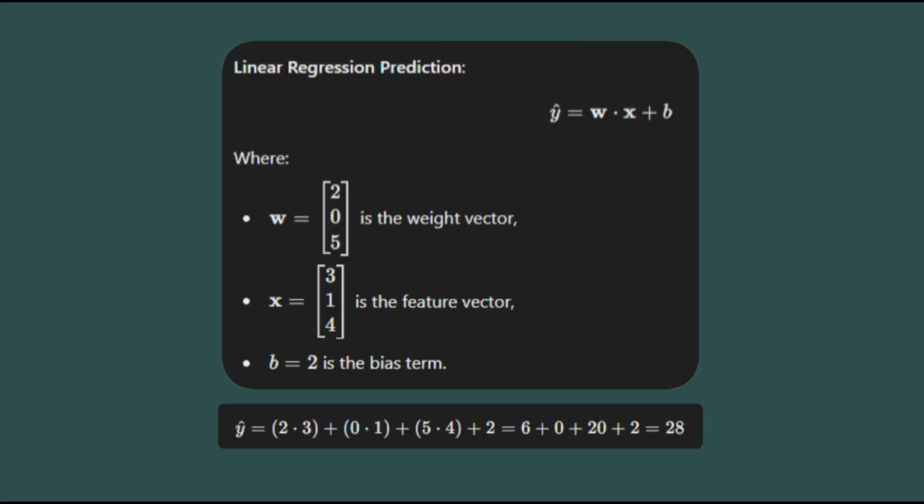Now that we understand how to calculate the dot product, let us see how it is applied in machine learning with a practical example. Consider linear regression, one of the simplest yet most effective machine learning models.